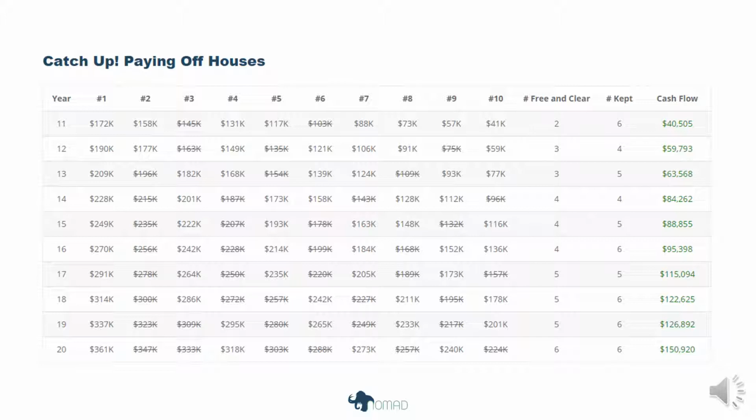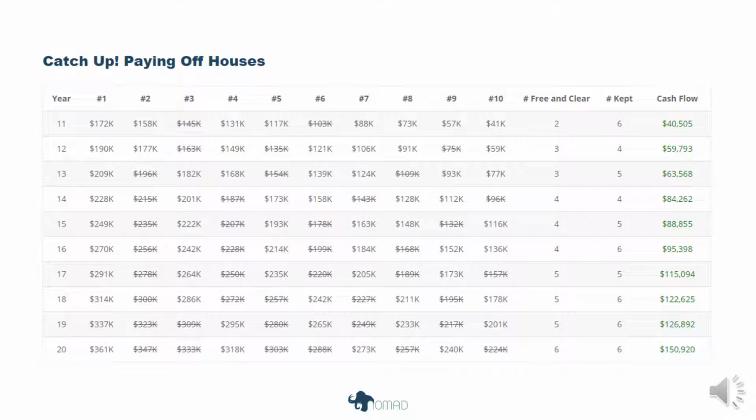So in year 11, your first property, the first one you bought, has $172,000 in equity at this point. You're going to sell that one. You're going to sell house number 2 with $158,000 in equity, and you're going to use the proceeds from those sales to pay off house number 3. So house number 3 becomes free and clear. You don't have any mortgages on it, and you're maximizing the cash flow from it.